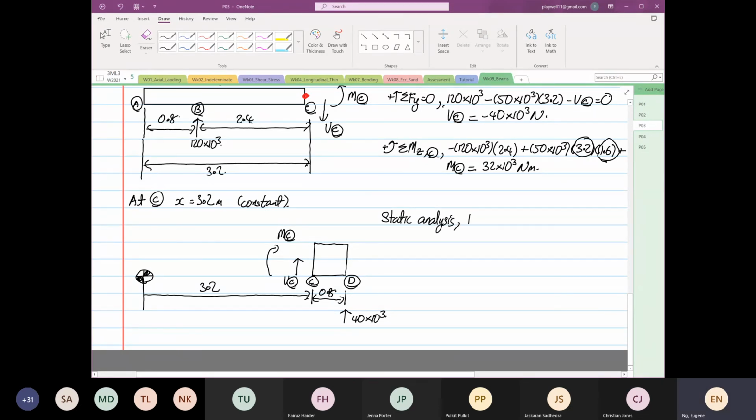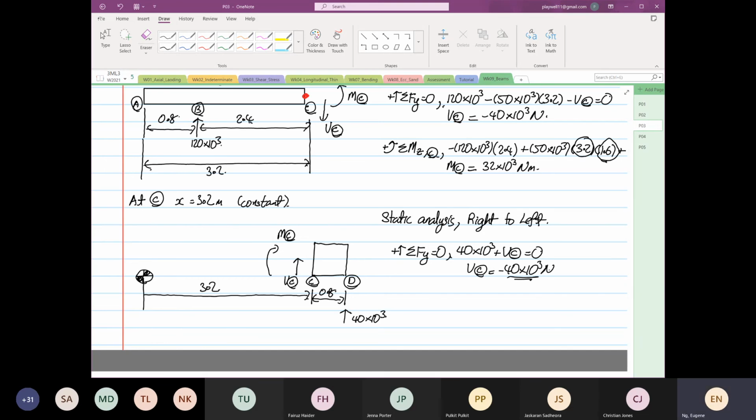And now we are going to go from right to left. Positive is going up, right? So you have 40 times 10 to the power 3 plus V at C equals 0. V at point C is equal to minus 40 times 10 to the power 3. Okay, that is our V at point C.